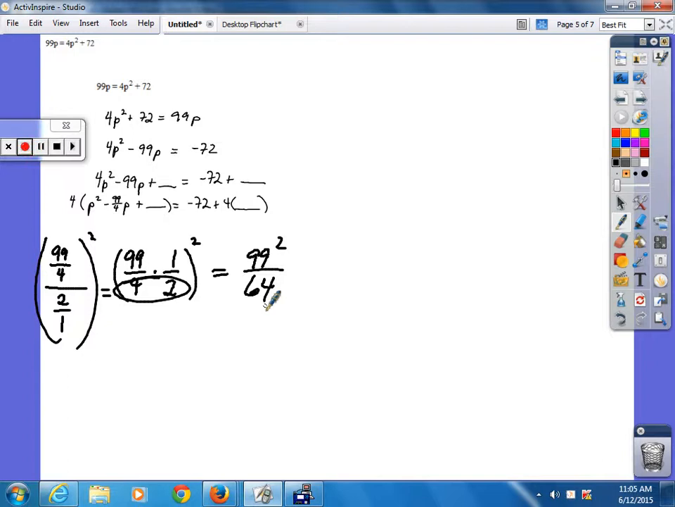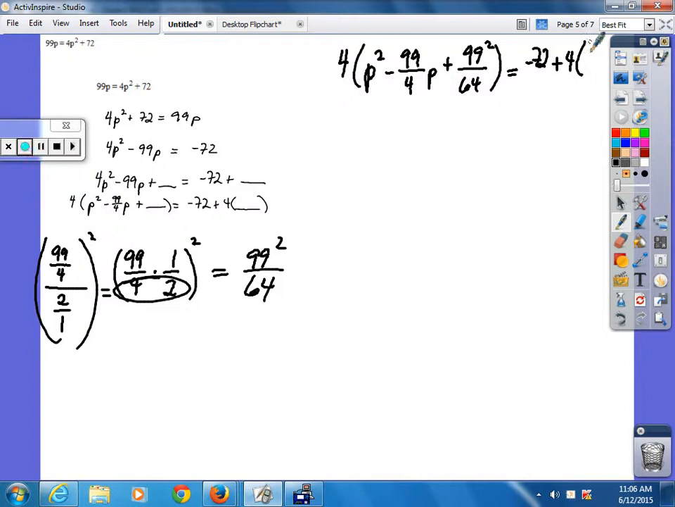99 squared over, I remember now, because I couldn't get that 8. I didn't square it. You see how easy it is to make a careless mistake? I didn't square 99. That's it. Now I can take the square root of it. The square root of this is 99 over 8. See, I couldn't do that a while ago, and that was bothering me. At least I'm not crazy. My stomach's still hurting. So p squared minus 99 over 4 p. I'll show you why I'm not squaring the 99. 99 squared over 64 is equal to negative 72 plus 4 times 99 squared over 64.